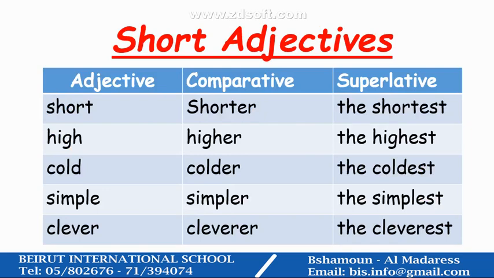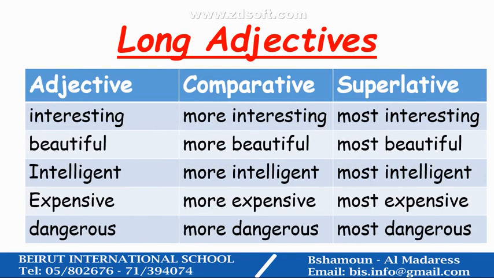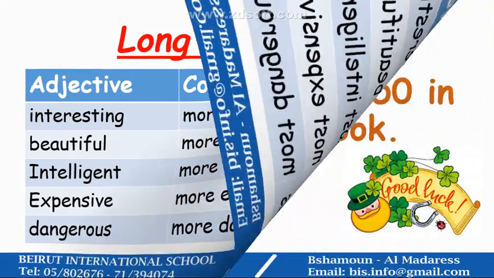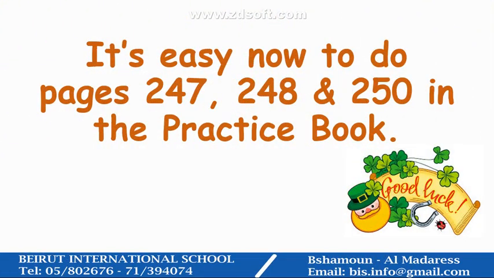This is a table for the short adjectives in their comparative and superlative form. You can refer to it at any time. And this is another table for the long adjectives, also with their comparative and superlative forms. Now it's easy to do pages 247, 248, and 250 in the practice book.